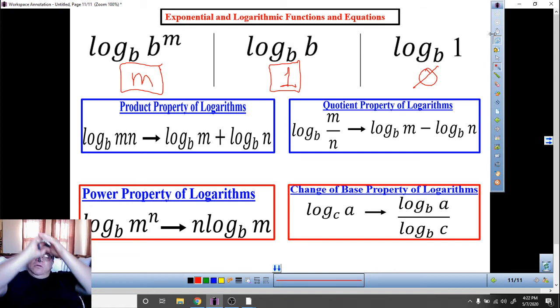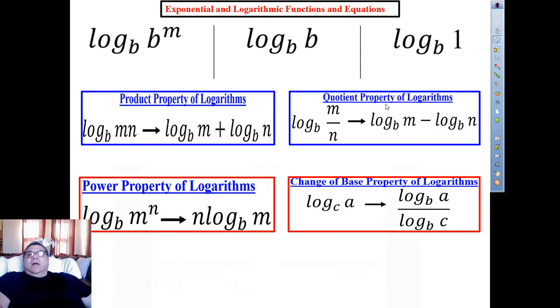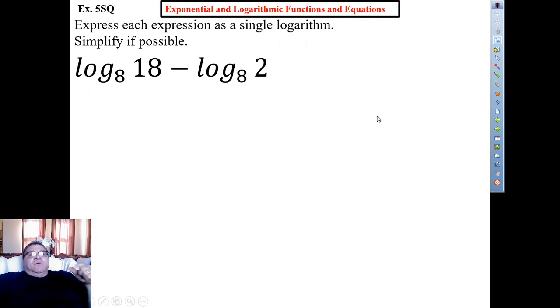Bam, let's go. All right, let's copy this one. Example 5 super Q. And I'm starting with super Q now because it's nice. And it reads, express each expression as a single logarithm and simplify if possible. And the given logarithm is log base 8 given number 18 minus log base 8 given number 2. All right, copy that. If you need to pause it, pause it.